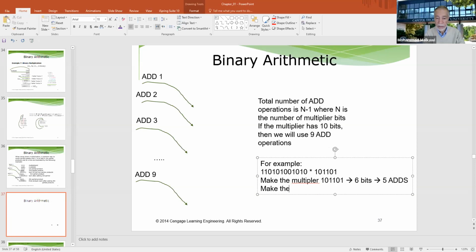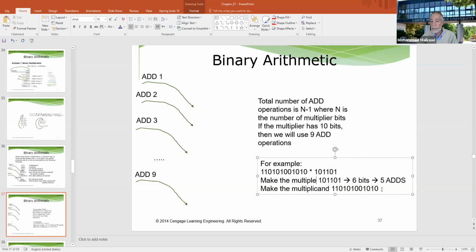And make the multiplicand, which is the big one, 11010101010. Now this becomes my partial product. My partial product is either this number or a 0. And it depends on my adder, how many bits it can add in one shot. In a 64-bit machine, this can be up to 64 bits, or actually it's 63 bits because 1 bit is going to be for the sign.